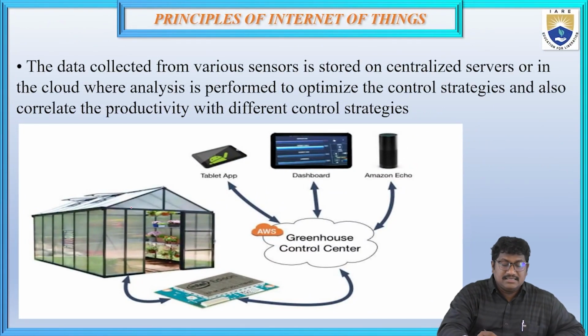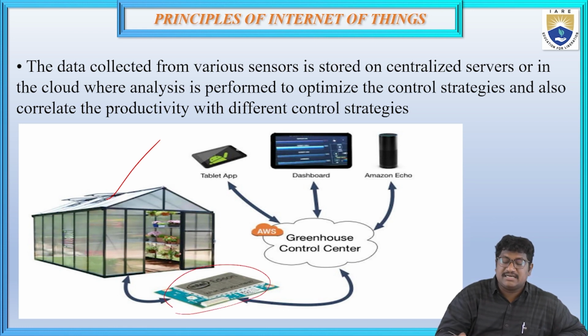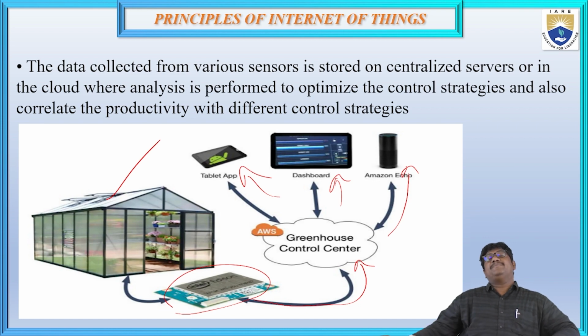See here, this is the greenhouse which is controlled by our IoT system. This was the IoT device which is set up, and this particular device is transferring information to the cloud, and from this cloud we are getting alerted through multiple electronic gadgets. See here, there is a tablet, there is a dashboard, and there is an Amazon Echo. Through these particular devices we are going to get alerted.